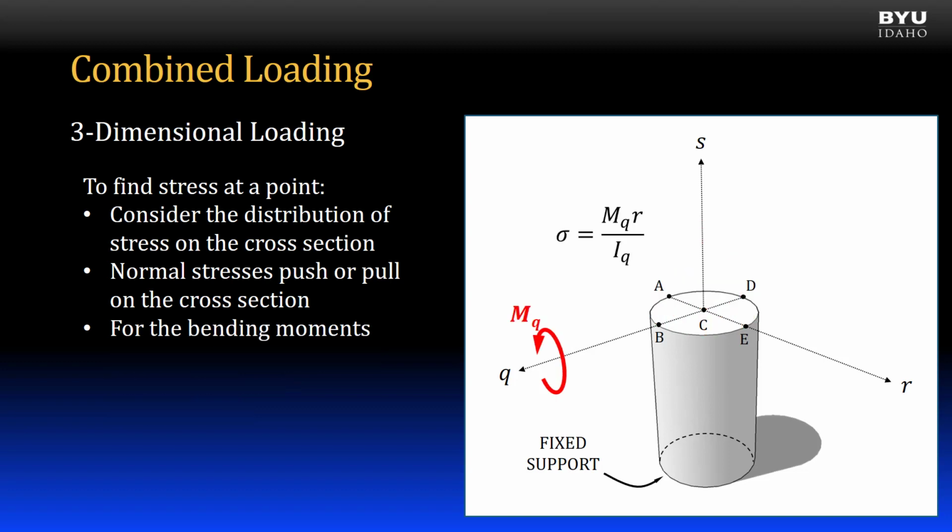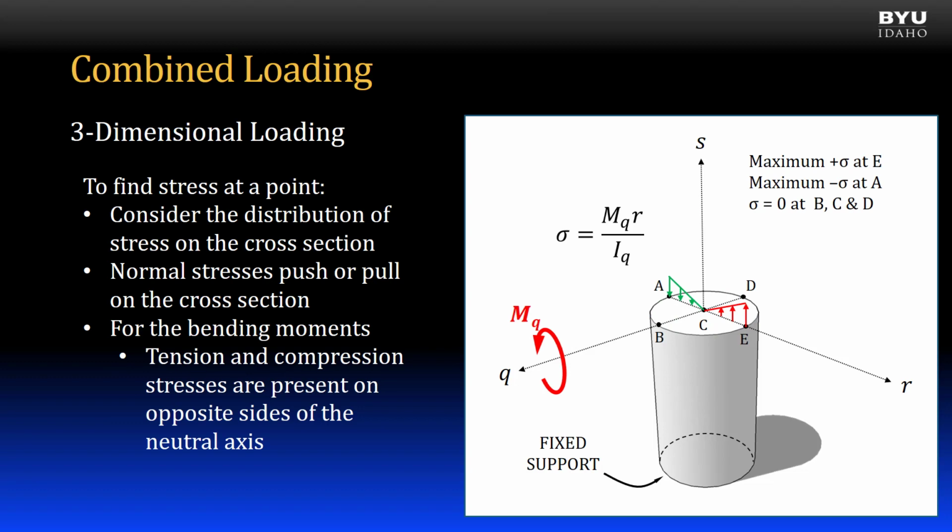For the bending moments, tension and compression stresses are present on opposite sides of the neutral axis. The neutral axis is the axis which the moment acts about. In this case, the Q-axis is the neutral axis, and points B, C, and D all feel no stress. Also note that the moment of inertia is about the neutral axis, and the variable r is in the direction perpendicular to the neutral axis. The triangular distribution of stress, increasing with distance from the neutral axis, is depicted in the image.